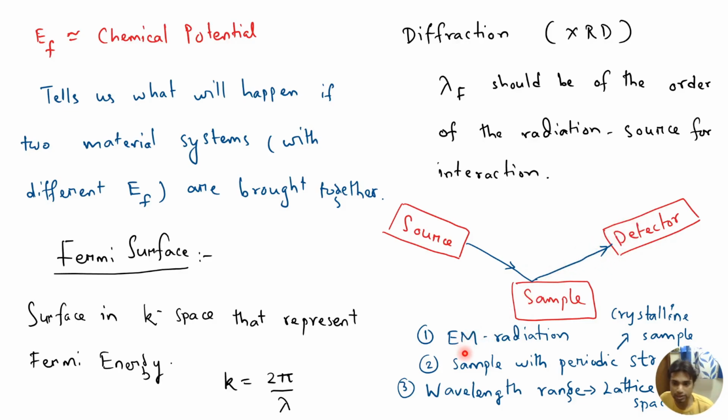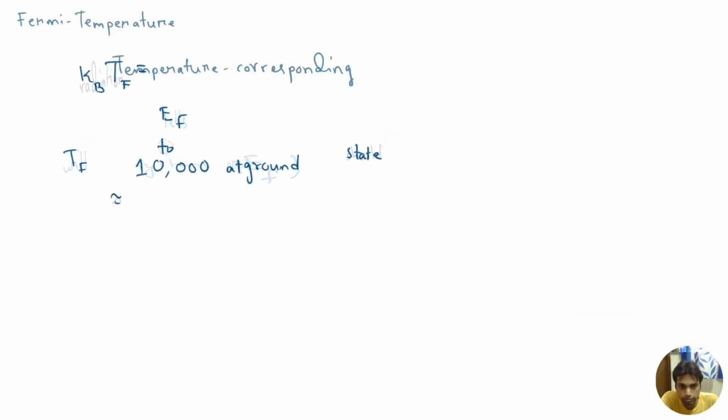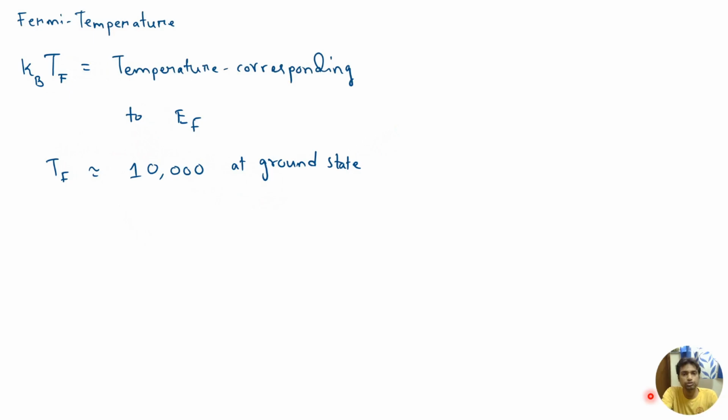There can be different types of sources. It can be an EM radiation, particularly X-ray. X-ray is an EM radiation. Some people also study neutron radiation or neutron scattering. If a sample has a periodic structure, we call it a crystalline structure, then the wavelength range should be of the order of that lattice spacing. Okay. So these are the few things we have discussed.